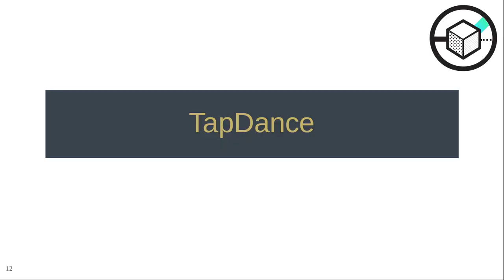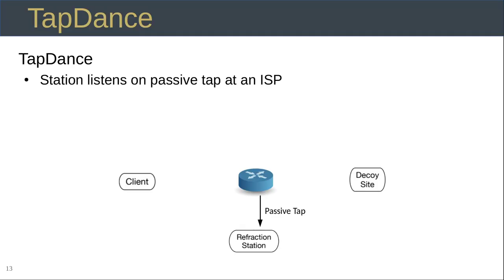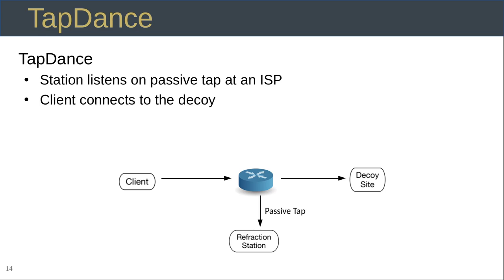So enter TapDance, which was specifically designed with this in mind. Instead of working in line at the router, it listens to a copy of all the packets that go past a router on what's called a passive tap. So when a client connects to a decoy site and their traffic routes past the router, the refraction station gets a copy of those packets, and is able to operate on that.